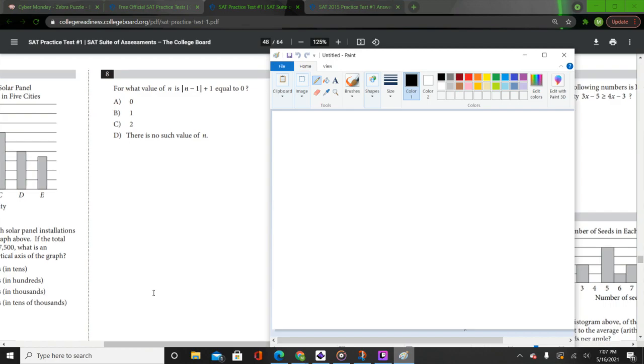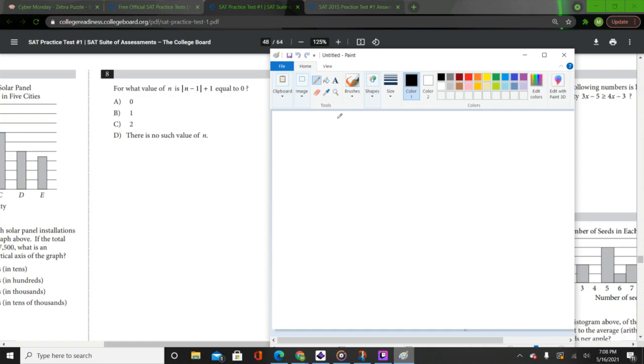For what value of n is the absolute value of n minus 1, plus 1, equal to 0? Well, let's use our big brains. I believe that does not exist. 8 is G, does not exist. So the absolute value of n minus 1 plus 1 is equal to 0. That would mean the absolute value of n minus 1 is equal to negative 1. And there's no such situation where the absolute value of some number, be it n or n minus 1, is equal to anything less than 0. In which case, this is entirely impossible.